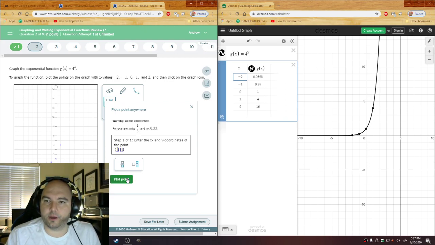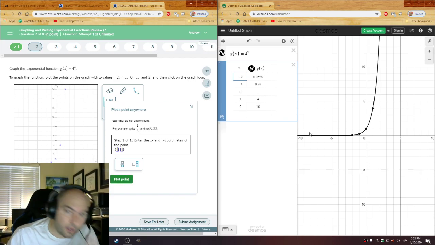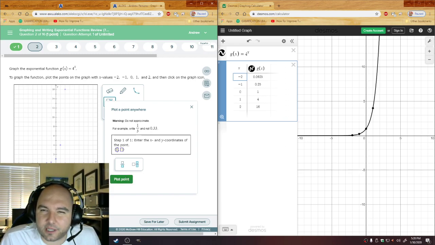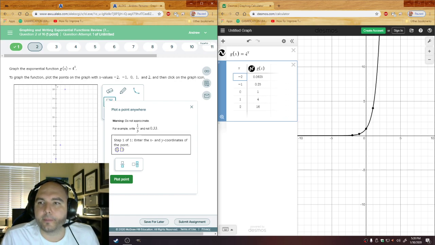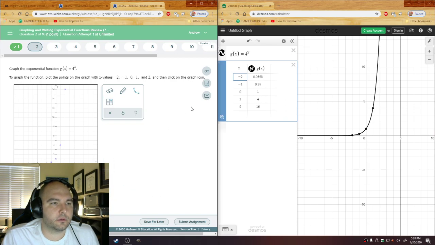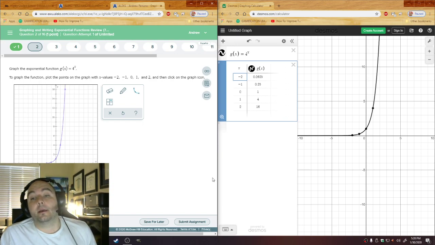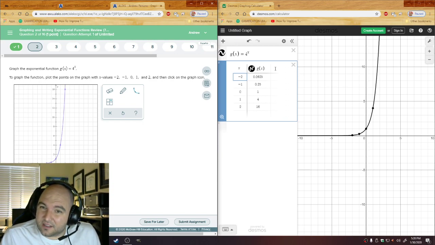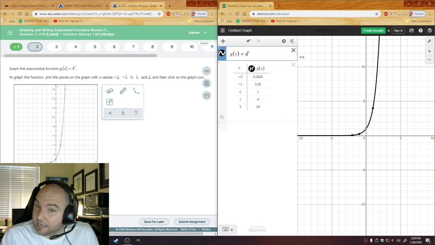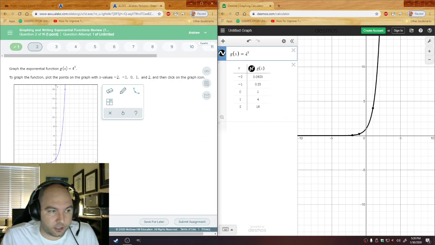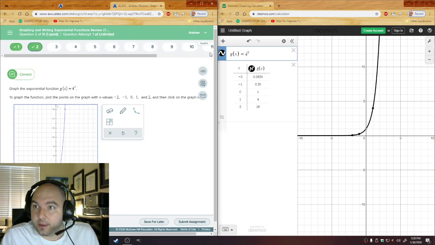So 0, 1, 1, 4, 2, 16, boom. There's little dots on my graph here. Sorry, some are slightly above my head, a little hard to see, but they're there. Then I'm going to hit the thing here, make it a little line. Ta-da! Now here's the deal. If it wasn't so nice, like this is just an example. Hold on, let me hit check just to make sure we're right here. Okay, this is just an example.